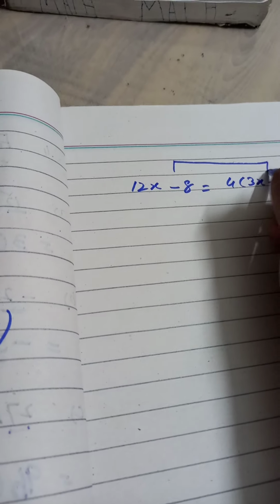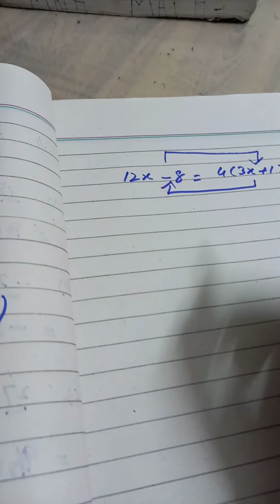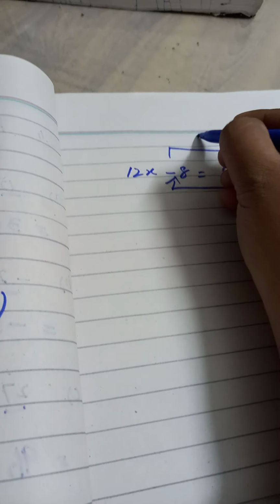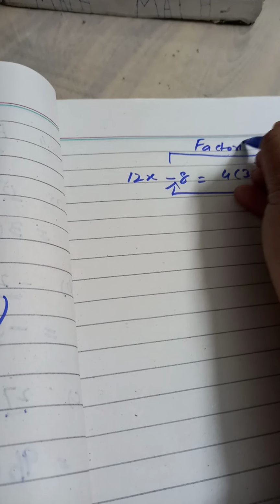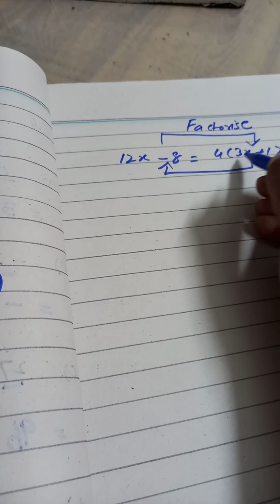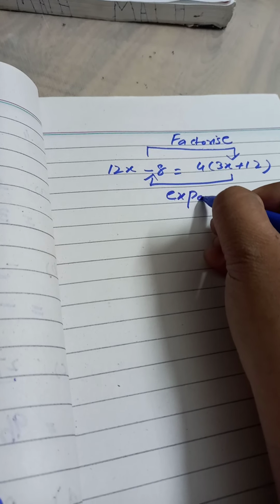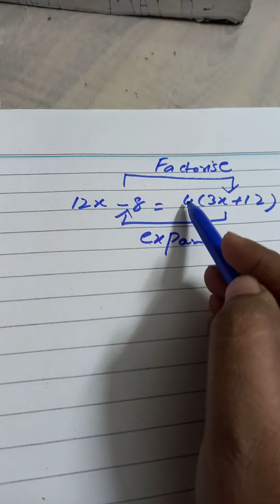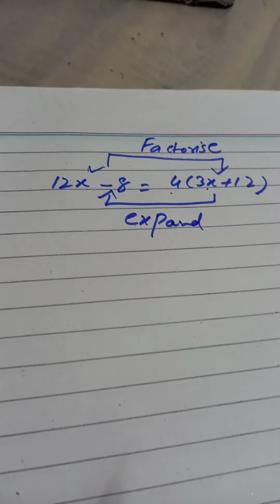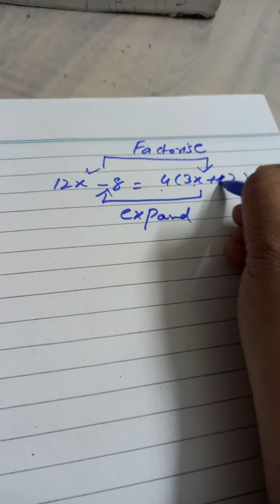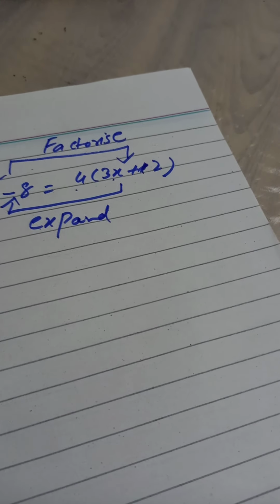This is factorize and this is expand. This is the factorized form, and if we multiply these we get the original again. We convert the expression into two parts, and this is the expanded form. If we multiply 4 with 3x we get 12x again, and 4 times 2 is 8. So we say this is expanding.